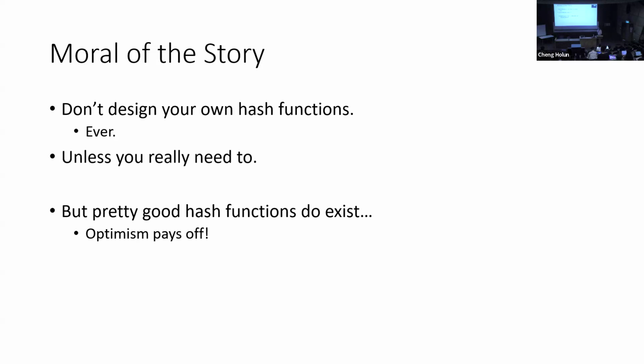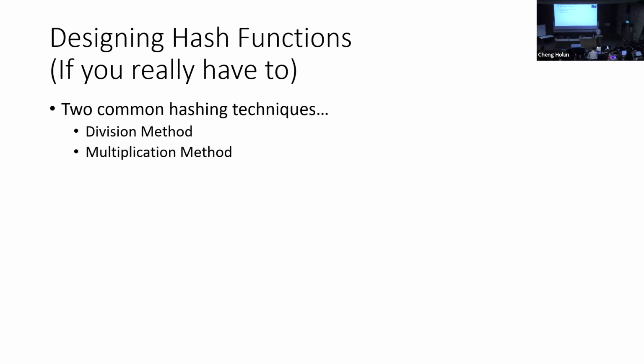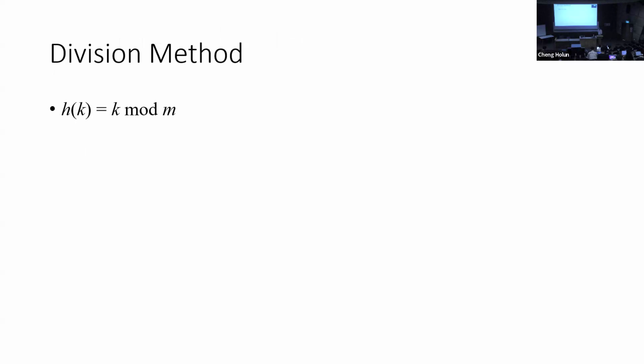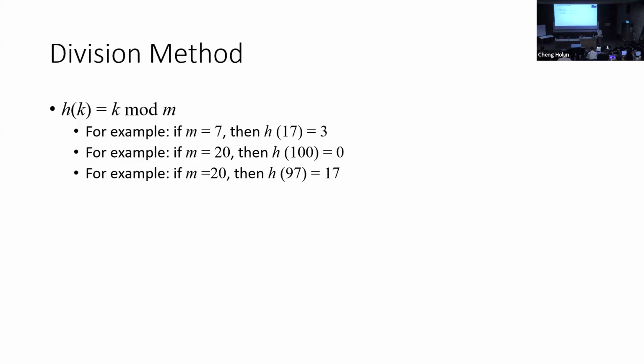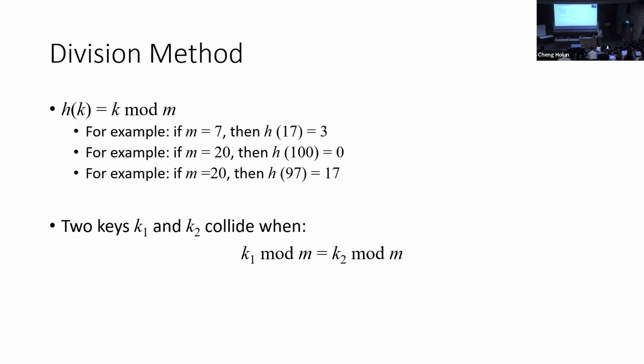Unless you really want to do it, but of course, let's just be optimistic. If you really want to do a hash function, there are two very popular ones, okay? One is called the division method, very simple. The hash function is the key modulo the table size. Okay, this is a very simple hash function. For example, if my table size is 7, hashing 17 will be 17 modulo 7, which is equal to 3, and so on. This is the very simple division method. Two keys will collide when their modulo is the same, right?